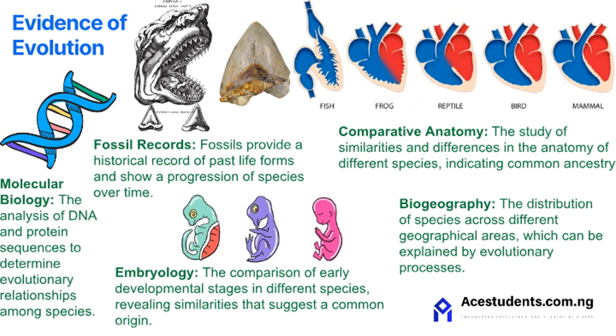Embryology further supports this by showing that early development stages of different species are strikingly similar, suggesting a common origin. Molecular biology provides strong evidence through DNA and protein similarities, such as humans sharing about 98% of their DNA with chimpanzees. Finally, biogeography explains the geographical distribution of species, showing how isolated populations adapt uniquely to their environments, as seen in Galapagos finches. Together, these findings illustrate how life has evolved over time.